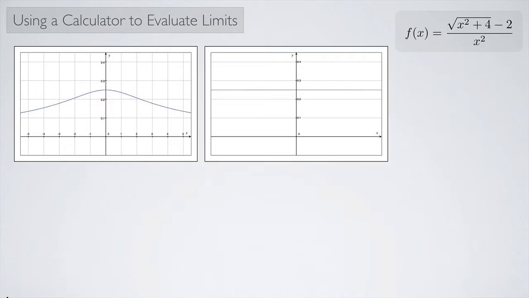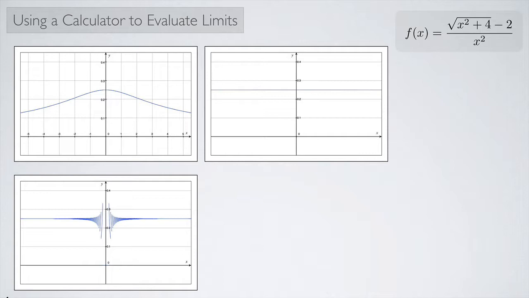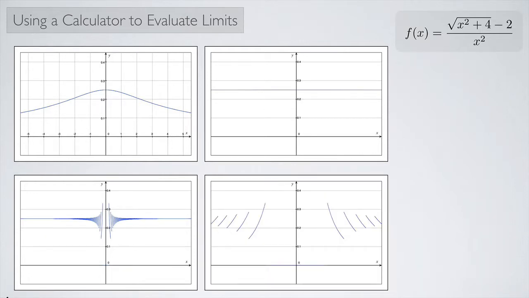Now I'm going to zoom in. If you zoom in enough, you get something that looks like a straight line, and it does still seem like the limit might be 0.25. But then if I zoom in even more, I get this strange graph here, and if I zoom in again, I get this kind of thing going on.